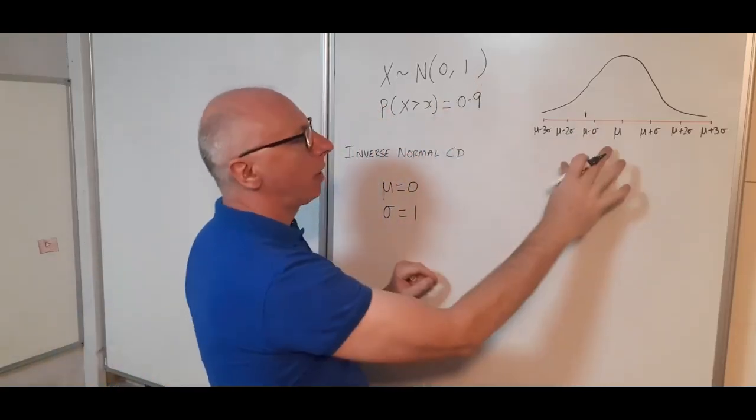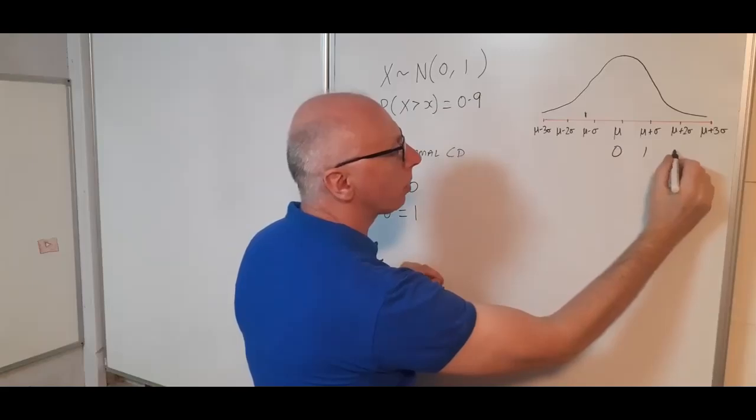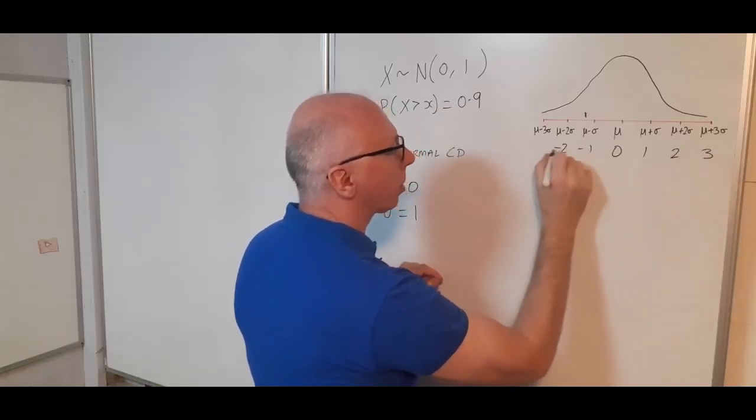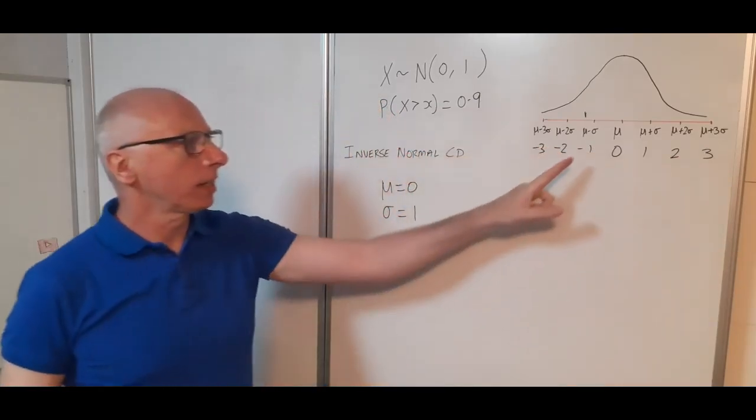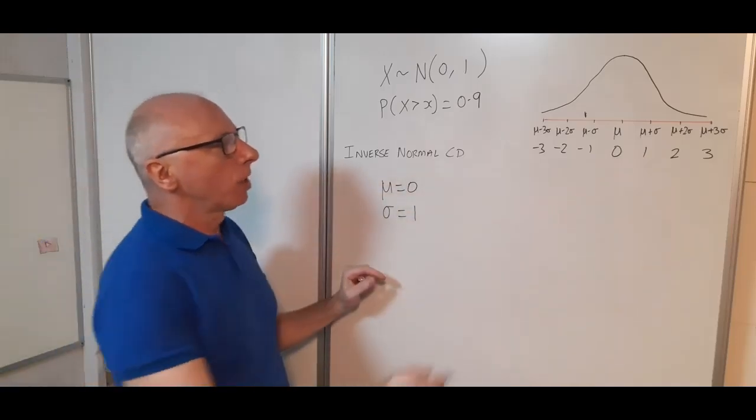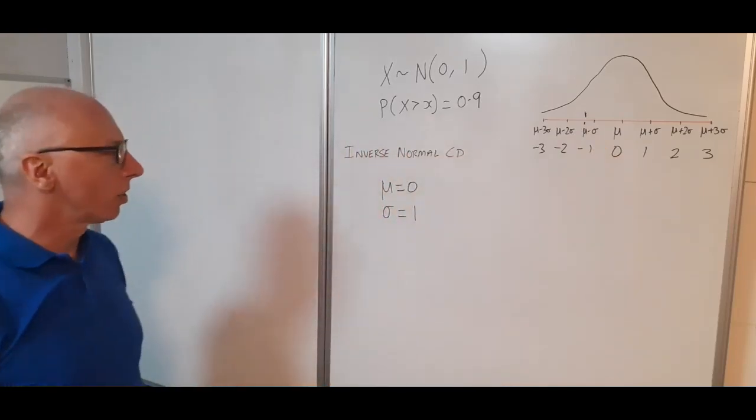So if I just mark them off on here, mean is 0, one standard deviation is 1, add 1 more, is 2, and 3, -2, -3. So each standard deviation moves across from the mean by 1. So we know we're looking for a position here, somewhere between -1 and -2.